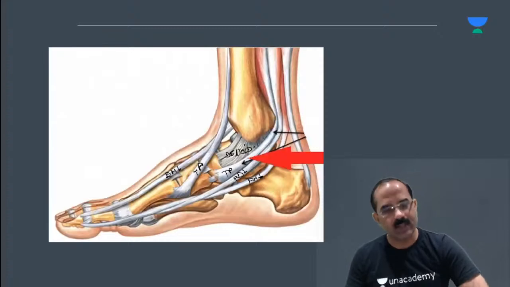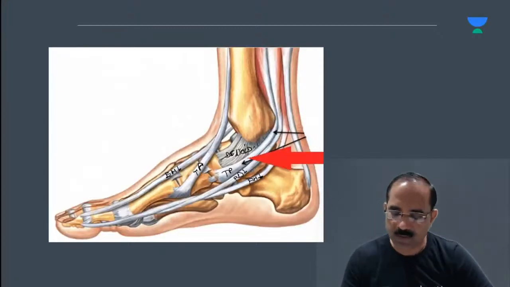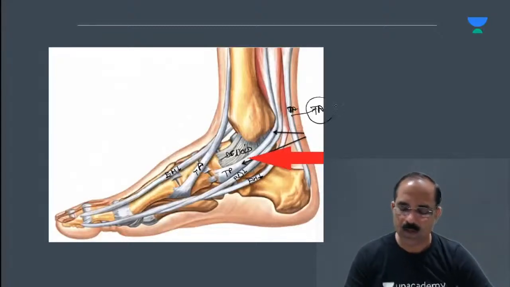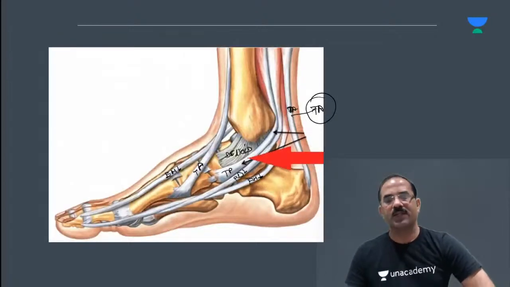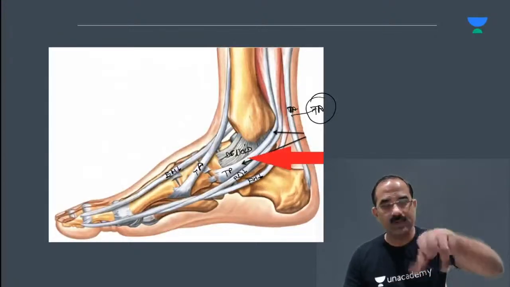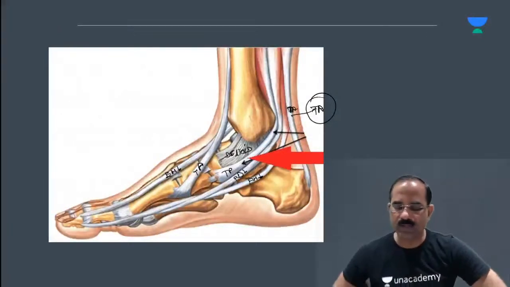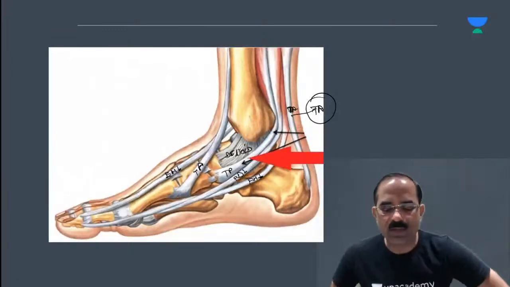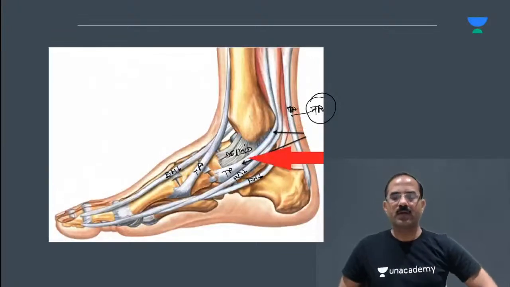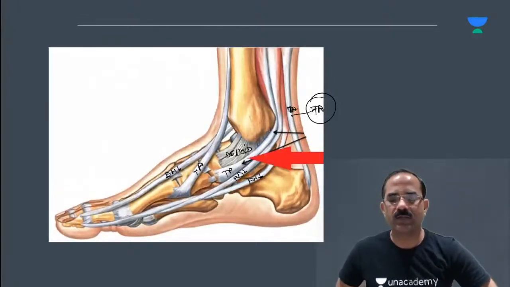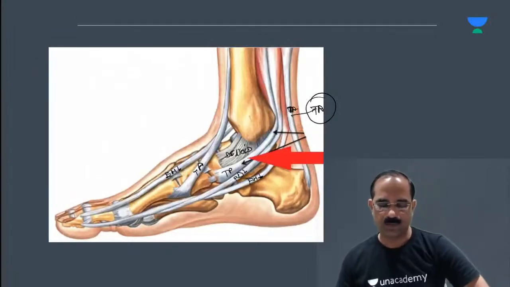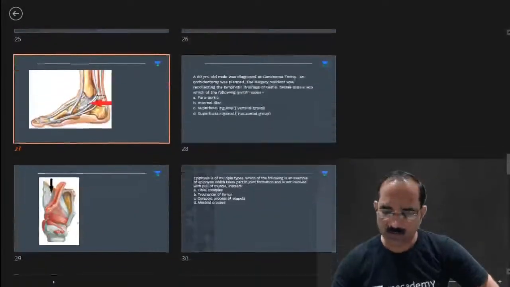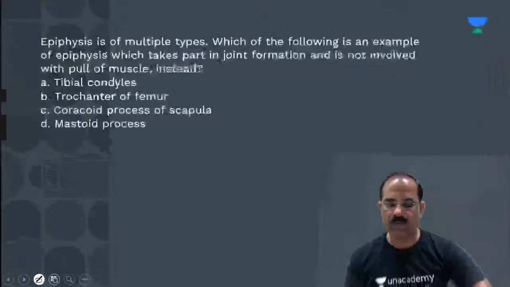Deltoid. That's the deltoid ligament. And what is this? This is the tendo Achilles, or the tendo calcaneus. Tell me students, the tendon which winds around the medial malleolus is what? Look at the slide and tell me. Yes, the tendon which winds around the medial malleolus is the tendon of tibialis posterior. Perfect. So these are some very important slides. Remember this.